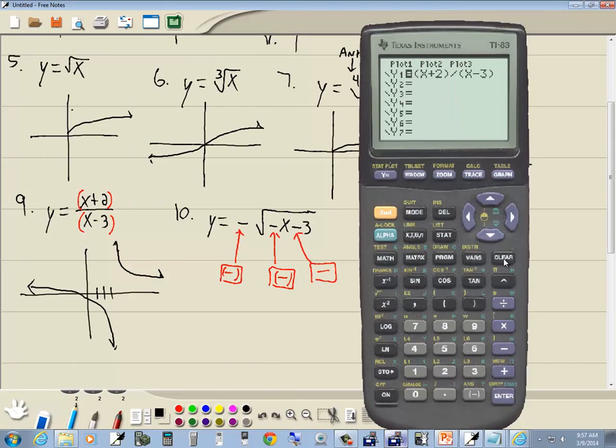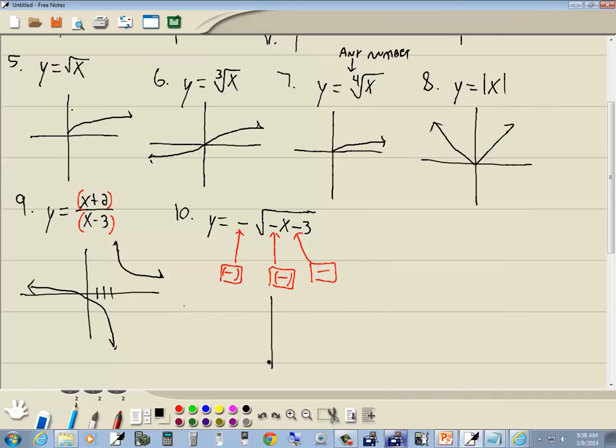So press my y equals, press my clear. I put in my negative, then square root. So I do second x squared. And then the next one's a negative, x minus 3. And I'll put a closing parenthesis just for good practice. And then press graph. Okay. So what our graph looks like is this right here.